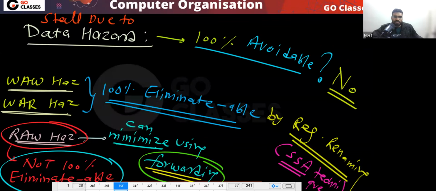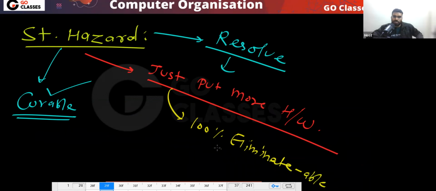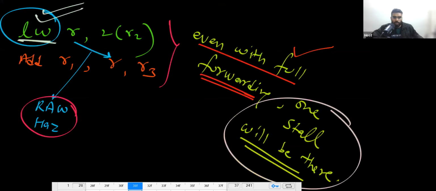But structural hazard is not a big problem. For this structural hazard, you can just put additional hardware, so you can 100% eliminate them. You can put more and more hardware. Whenever you are having any problem, just put more hardware. This you can resolve. So this structural hazard is not a very big problem.